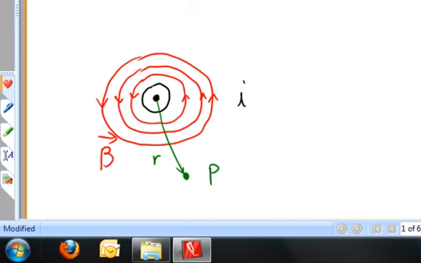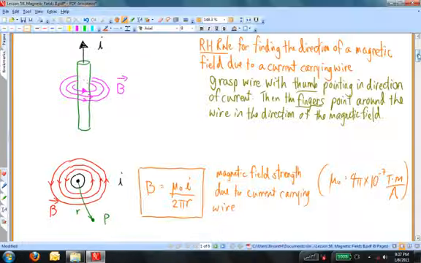This is a formula you're going to have to memorize. The strength of the magnetic field at point P is going to be equal to mu naught times I divided by 2 pi r, where mu naught is a number that's called the permeability of free space, or the permeability of the vacuum, and it has a value of 4 pi times 10 to the minus 7 Tesla meters per ampere. There's a fascinating history about where this 4 pi number comes from.